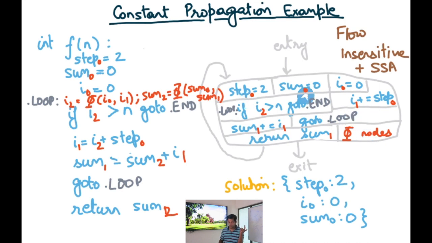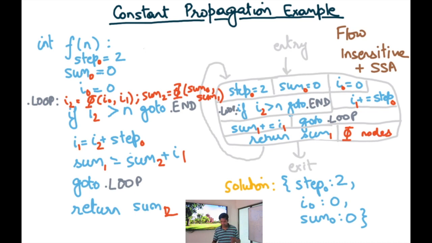Sum 0 also has only one assignment. The other assignments are to sum 1 and sum 2, which is a phi node, which I've kind of just encapsulated in this category called phi nodes. Similarly, I0 has only one assignment, I1 has exactly one assignment, and I2 also has one assignment, which is the phi node, and so on.